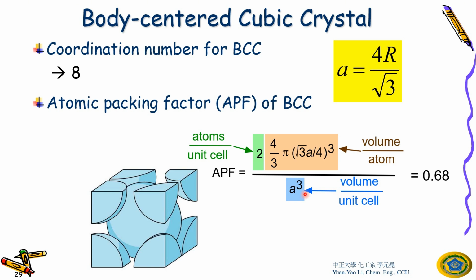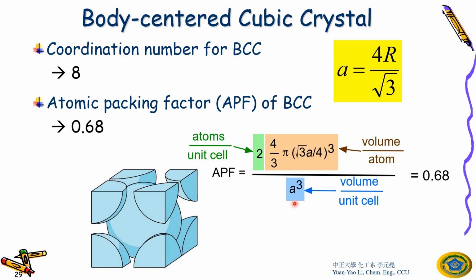That means 68% of the space was occupied by the solid material. There are 32% empty space in this unit cell. Okay? Right.